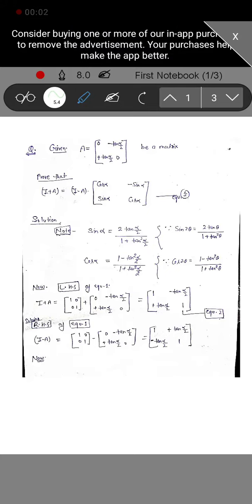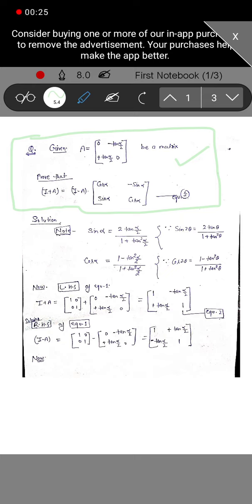Hi dear students, today we are going to discuss a new question. As I have attached the question, you can observe that this is our question part. That means we have been given a matrix, that is this matrix: 0, minus tan alpha by 2, plus tan alpha by 2, and 0.